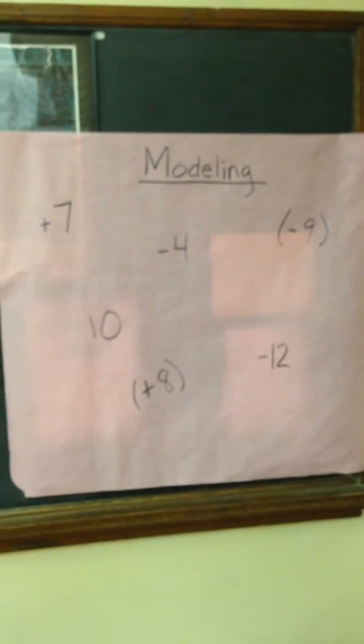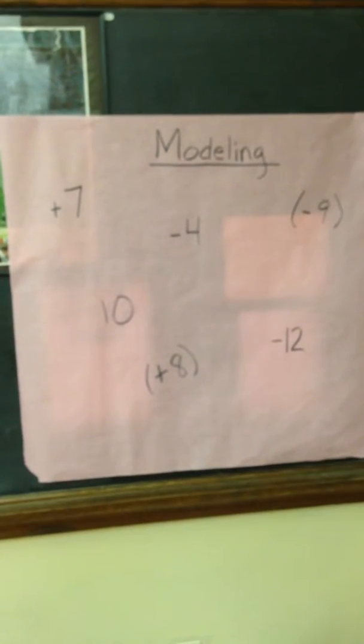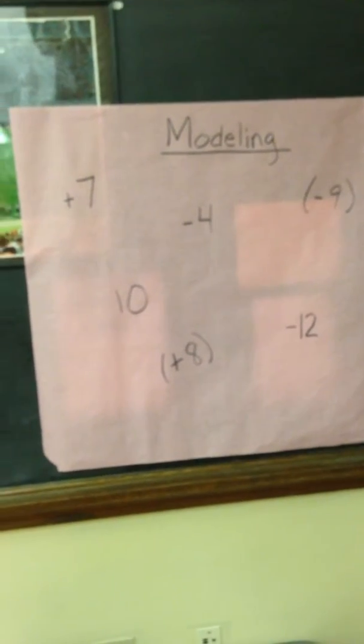But you will pick 3 of the integers that are up there. We have positive 7, negative 4, negative 9, so on and so forth. Just pick 3 of them. You need to model them. When I say model them, I mean you will use the snap cubes. Reds and yellows. You can use blues. You can use blacks. You can use whites, browns, oranges. It does not matter. You can also use the tiles. Green, blue, red, and yellow.